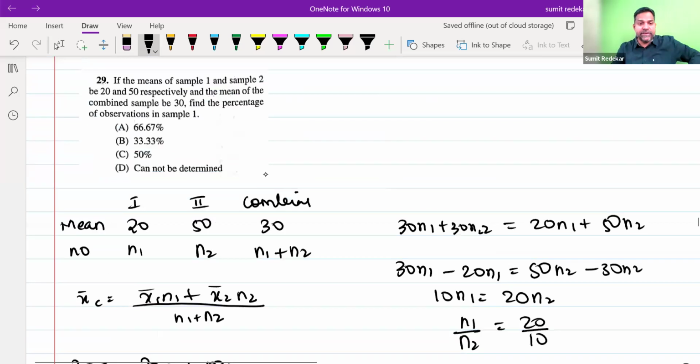And that is why, what they are asking you is the percentage of observations of sample 1. The answer to that is 66.6667. Now, if you've done this with me, I've also shown you a shortcut.